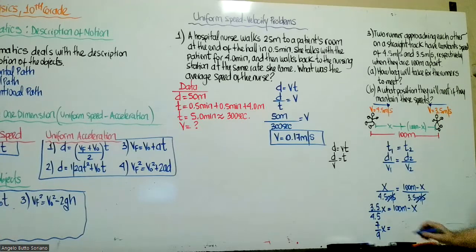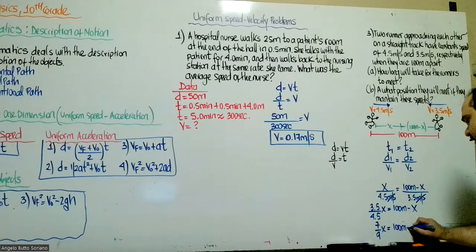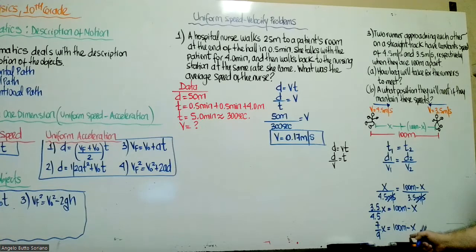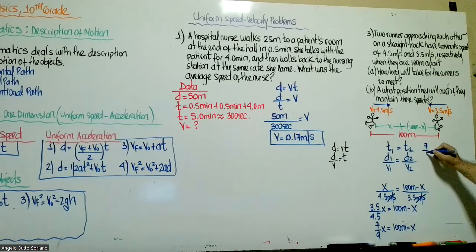That will be equal to 100 meters minus x. Okay, so basically because this letter x is subtracting, passes to adding. And we have 7/9 x plus x equals 100 meters. I mean 7/9 plus 1 will be 16 over 9 x equals 100 meters.